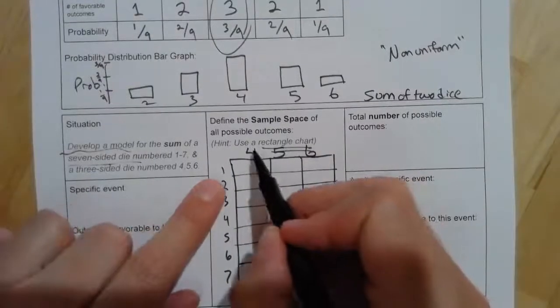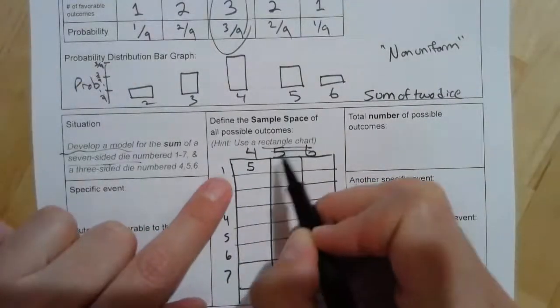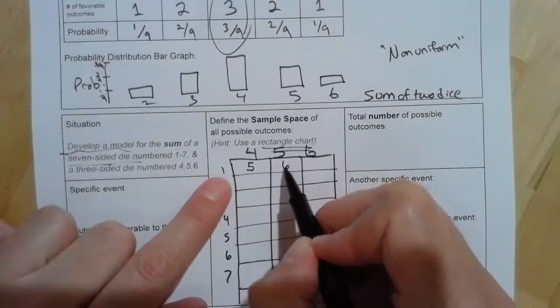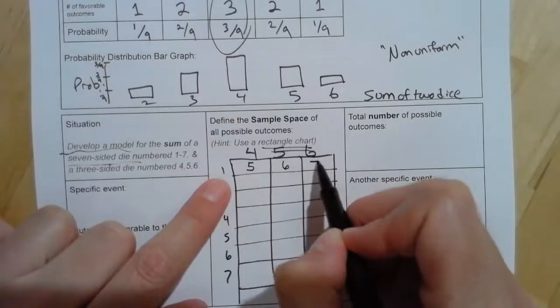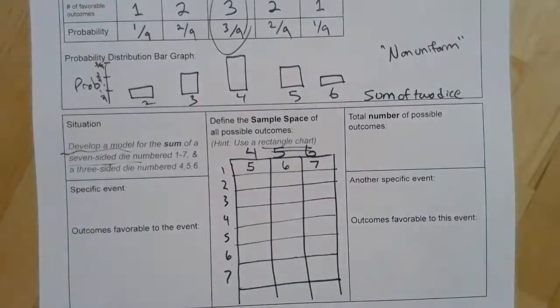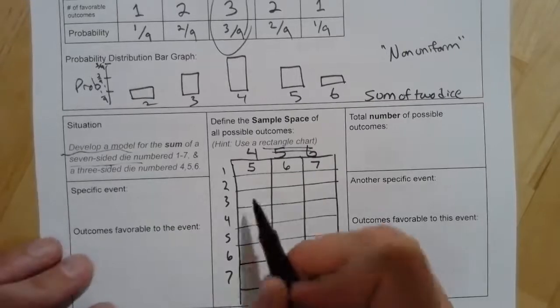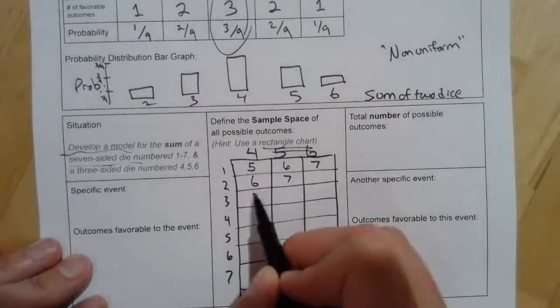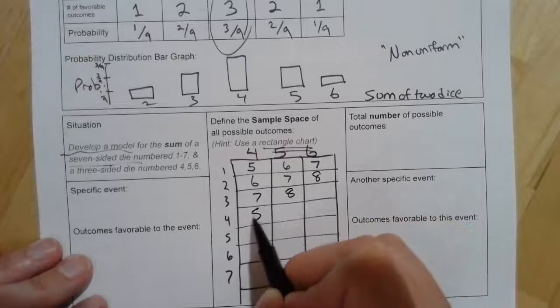So if I rolled a 1 and a 4, that sums to 5. A 1 and a 5 sums to 6. A 1 and a 6 sums to 7. So go ahead and pause this really quick and fill in the rest of the squares. Okay, welcome back. So what you should have noticed is something that looks like this.